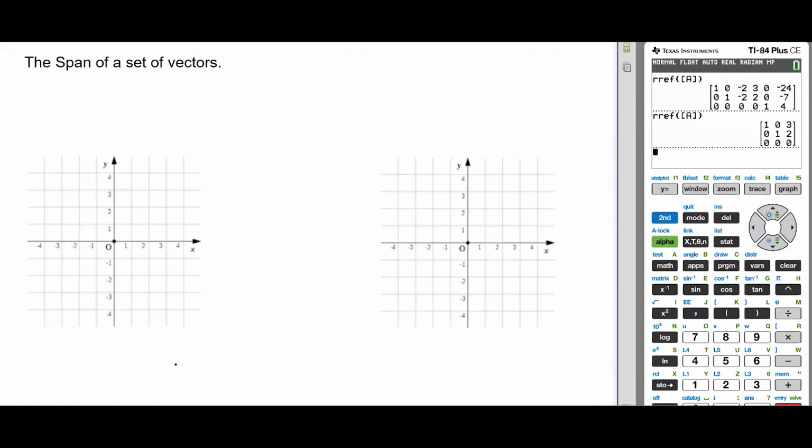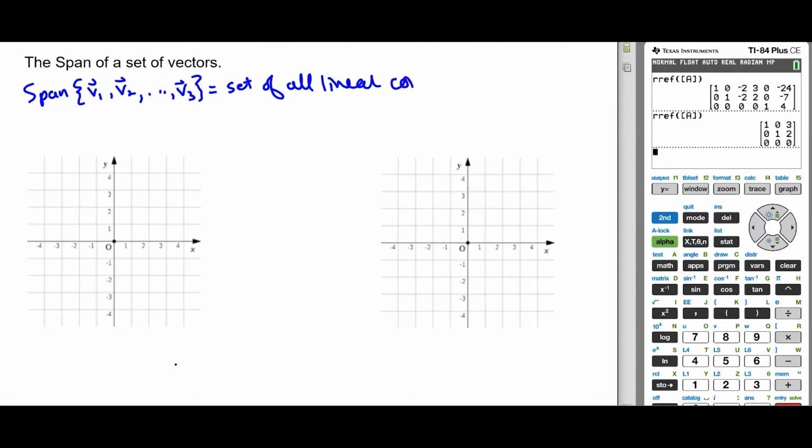So here's where linear algebra starts to get a little weird. We have what's called the span of a set of vectors. So we write the notation as span, set, and then we write our list of vectors that we're spanning. So the span of a set of vectors is the set of all linear combinations of these vectors.